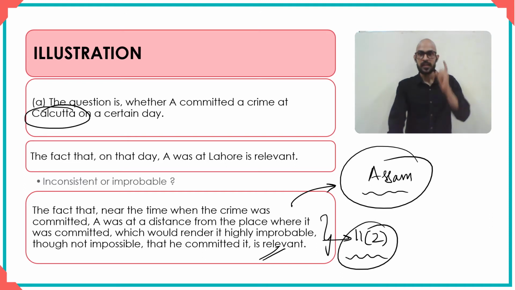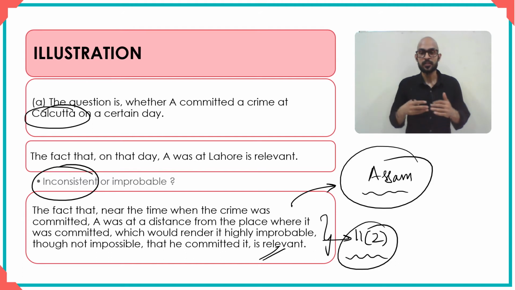So 11 subsection 1 deals with inconsistency. Inconsistency means that the two facts absolutely cannot coexist. Improbability means that the existence of one fact makes the other fact quite improbable, right? So we see improbability. And it's not just any improbability, but it has to be highly improbable.